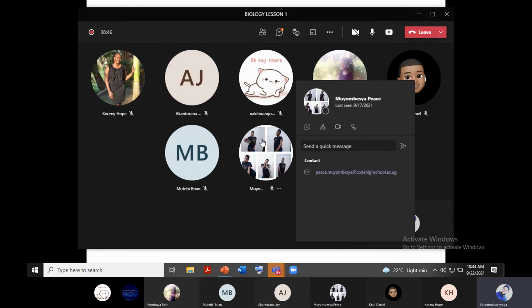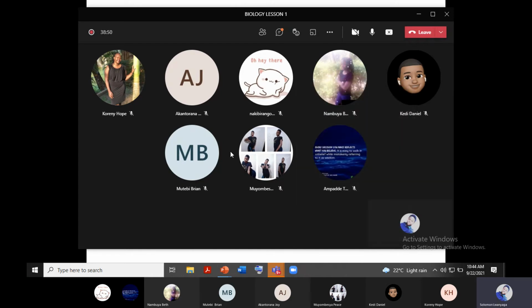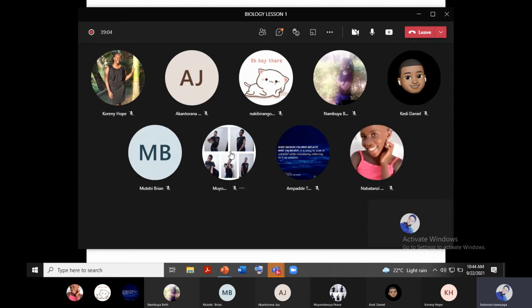The first one is to draw the mammalian heart. The second one is to describe the mechanism of the pumping action of the heart. And the third one is to draw the circulatory system. Give me a thumbs up if you understand what I have just said there.